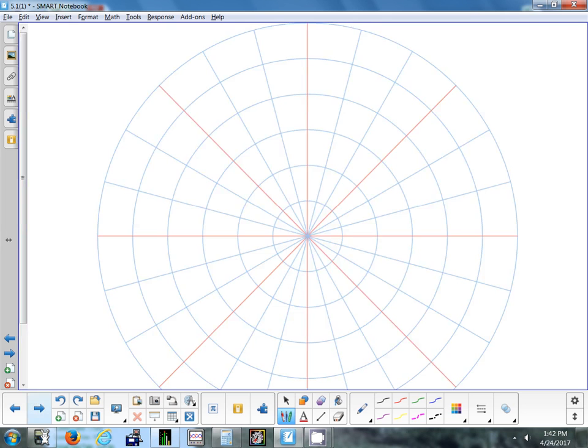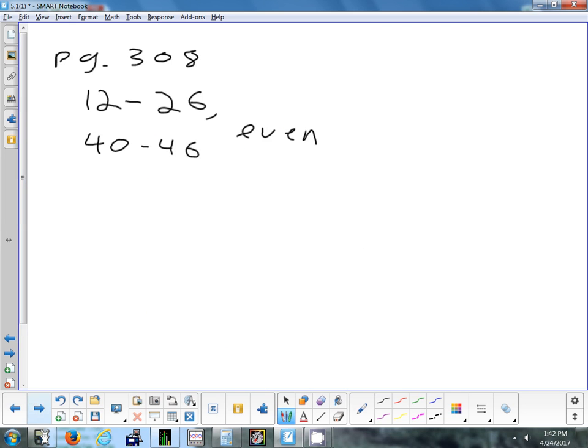All right, so with the time you have left, just about 15 minutes, I'm going to give you some time to start the homework. So it's on page 308. And it's all evens, 12 to 26, 40 to 46. On 12 through 26, you might want to draw your own grid because those are graphing. And then 40 to 46, you'll need a calculator.